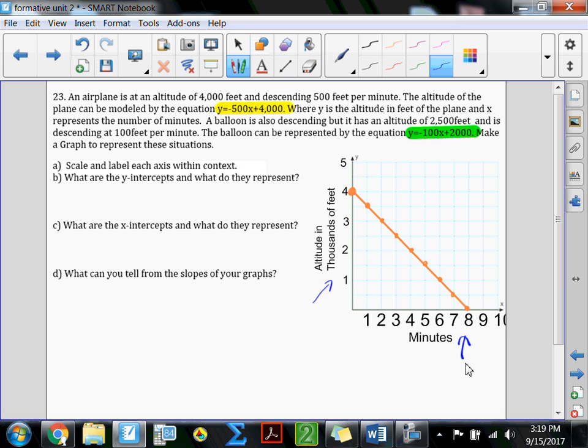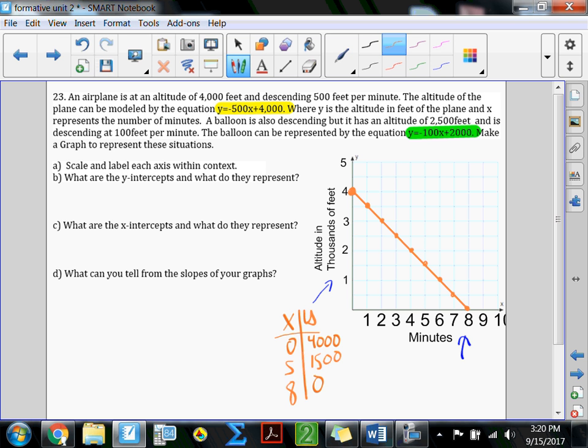Now, other things you could do to make your graph is you could make a table and you could plug in different things like what is it at 0 minutes? It's at 4,000 feet. What is it after 5 minutes? 500 times 5 would be 2,500. Negative 2,500 plus 4,000 is 1,500. So after 5 minutes, it's at 1,500 feet. You could find the x-intercept by plugging in 0 for y and determining that that is 8.